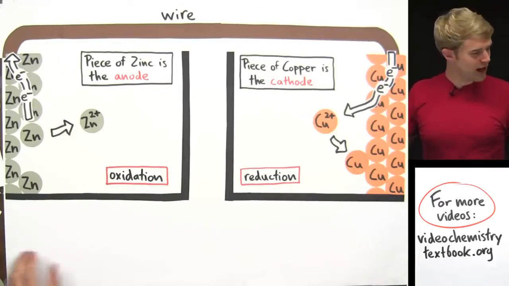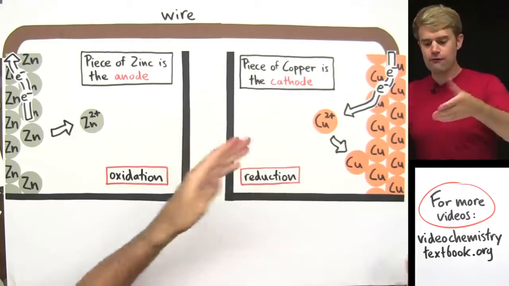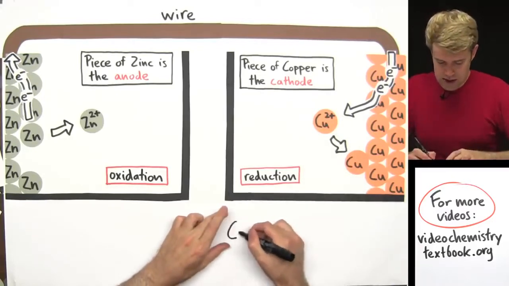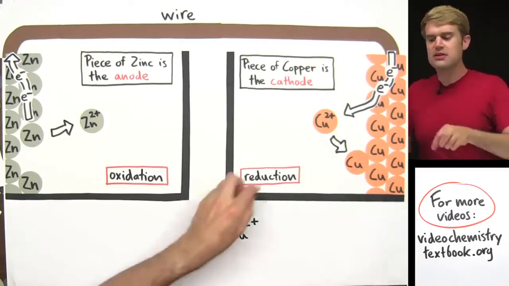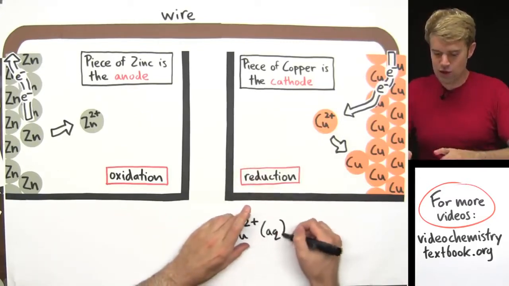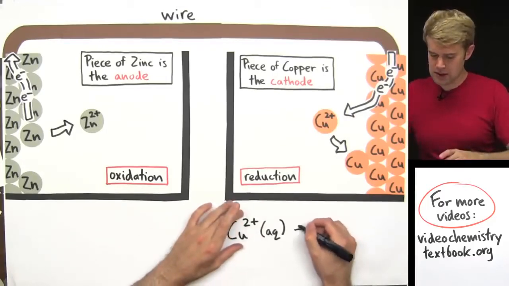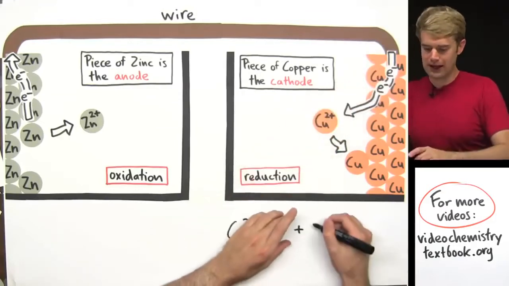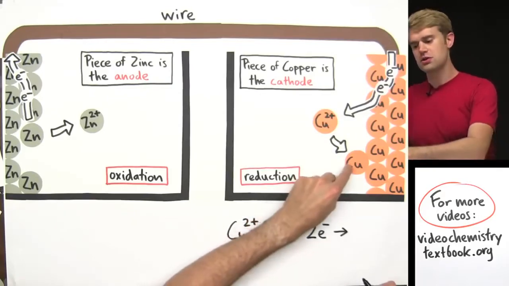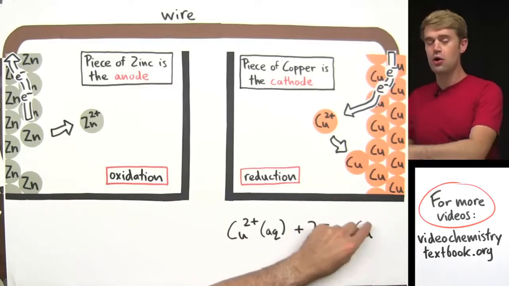Now, let's write reactions for the two processes that are happening here, okay? First, let's write the reaction for reduction. We're starting with Cu2+, and this Cu2+ is dissolved in solution. So I'm going to write that with an (aq) for aqueous after it to show that it's dissolved in solution. Now, this Cu2+ gains 2 electrons, so I'll write plus 2e-, and that gives us a neutral copper atom. So I just write Cu with no charge after it.